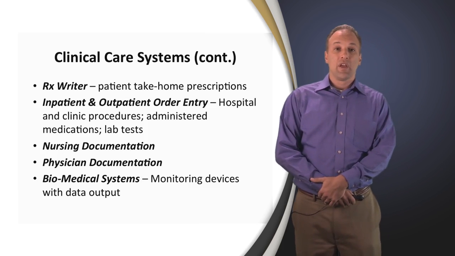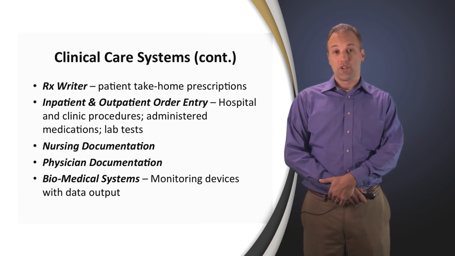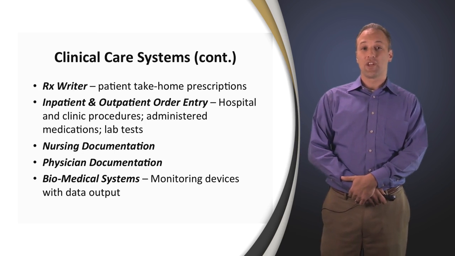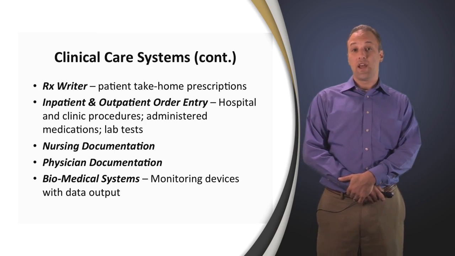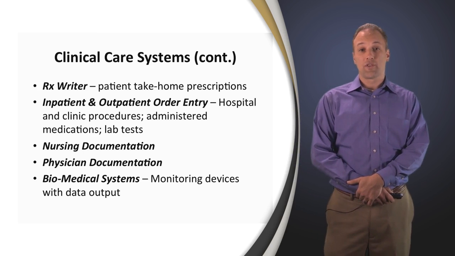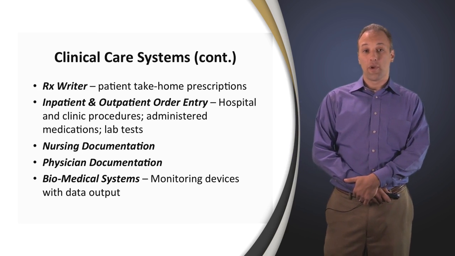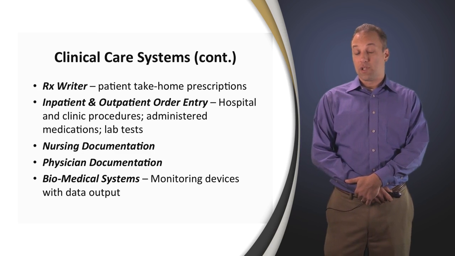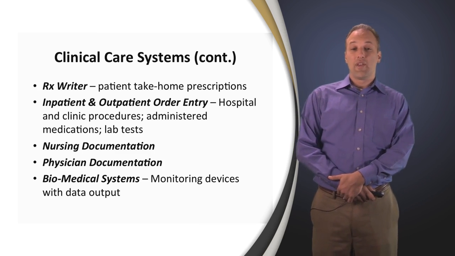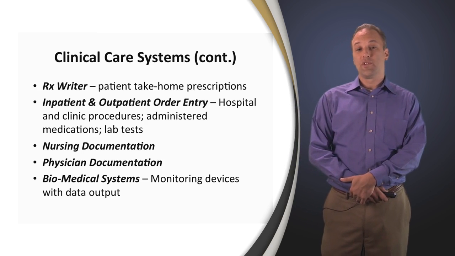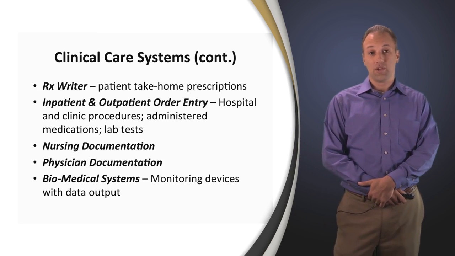In addition to an electronic health record, you might have a prescription writer, which is used to write prescriptions for patients to take home and fill at their local pharmacy. In addition, you might have inpatient and outpatient order entry systems, which allows providers to order procedures, lab tests, or medications for their patients. There are documentation systems, some used by nursing, some used by physicians, and there are biomedical systems, which include devices that are connected to the patient and produce data output, which can then be used.